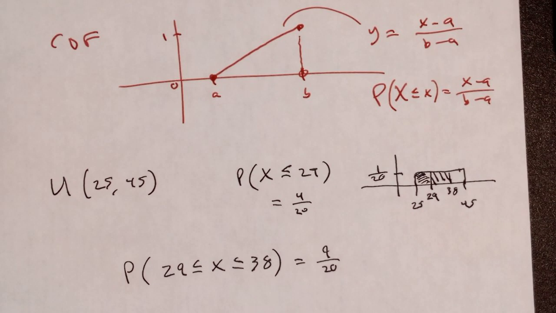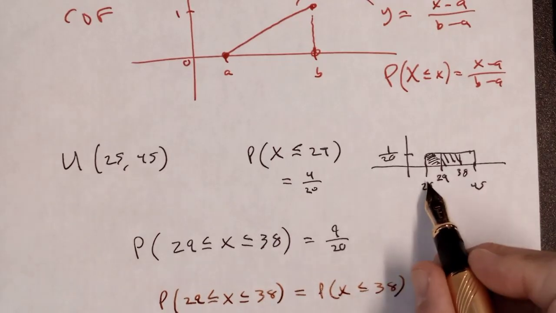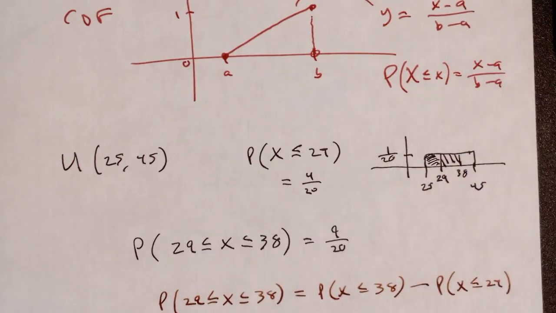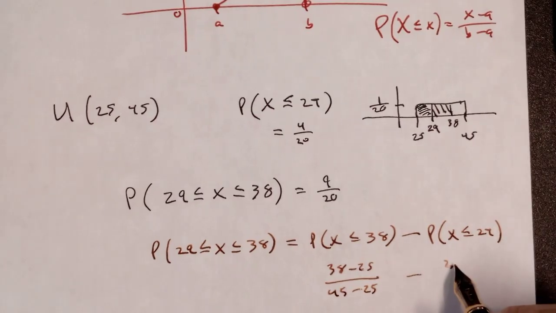I could use the CDF to answer this question. I could. Because what I could say is, this is really the chance of being less than or equal to 38. That would go from here all the way back to 25, minus the chance of being less than 29. So I'll take all of the shaded area and then subtract this one. But since I'm taking all of the shaded area, that's a CDF question. So I could actually do it that way. That's 38 minus 25 over 45 minus 25, minus 29 minus 25 over 45 minus 25.